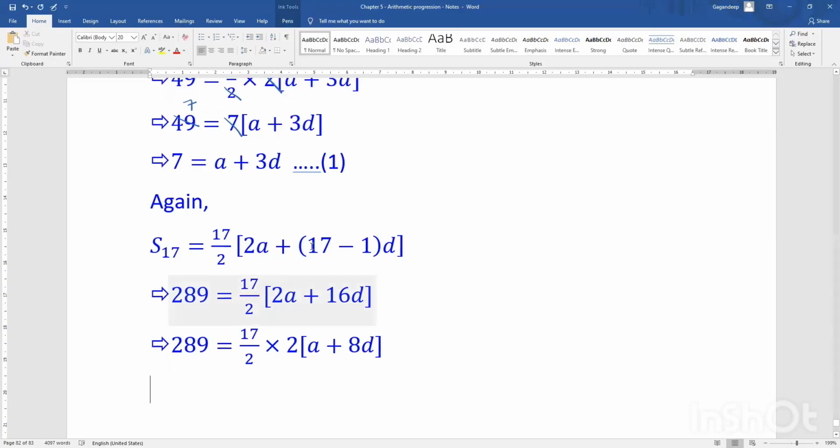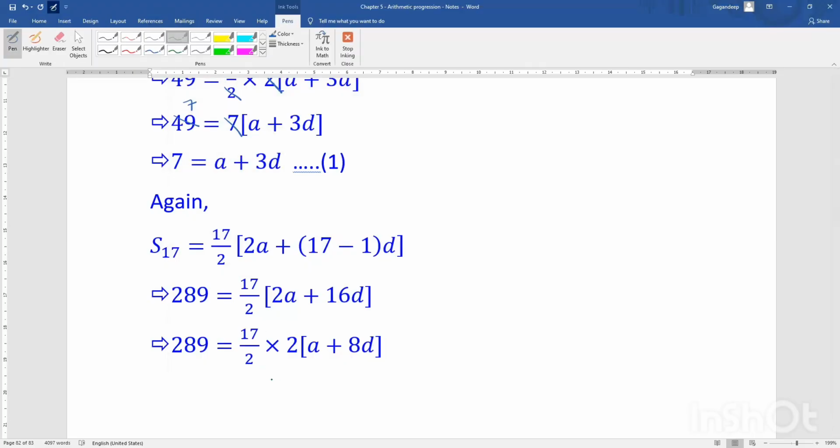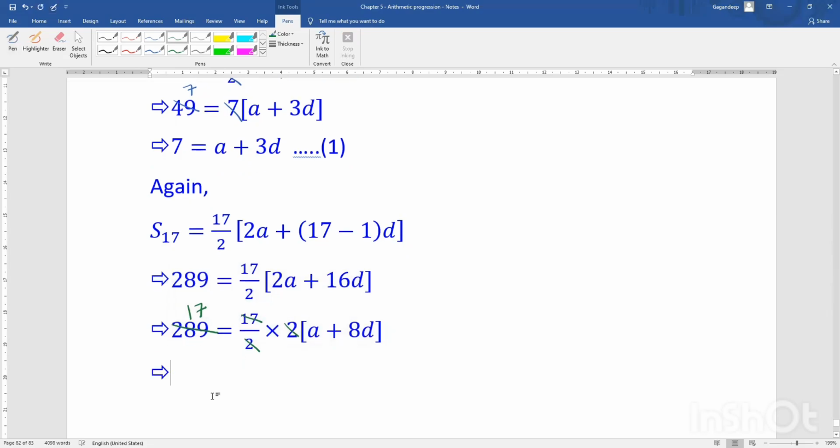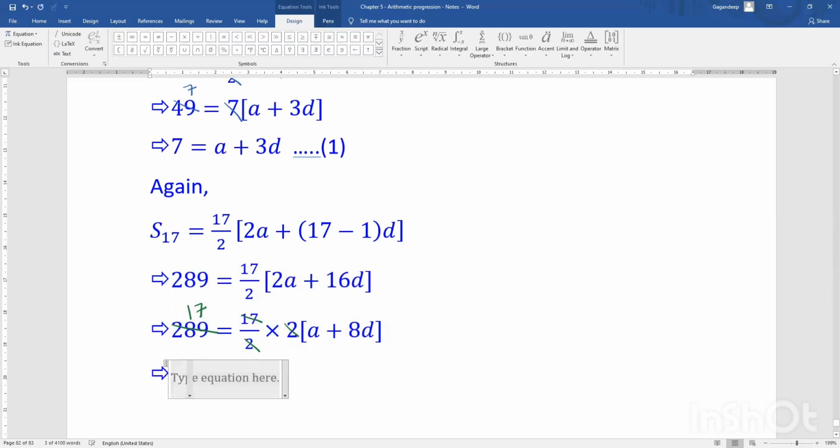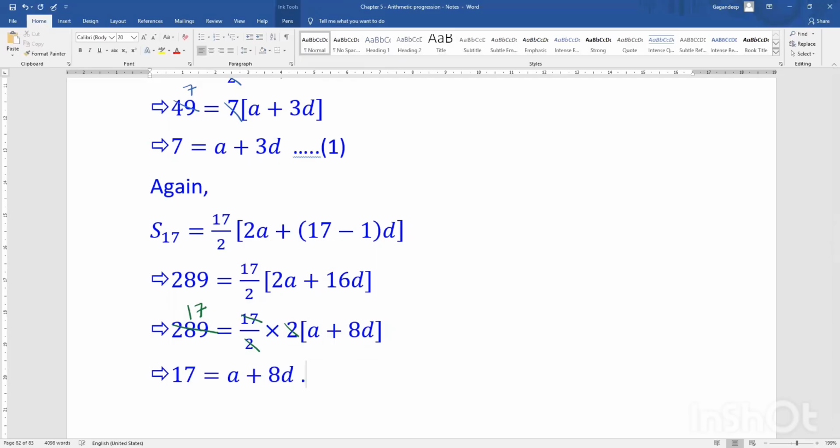Now here what happens? As I told you, 2 and 2 gets cancelled. See here, we can do simultaneous cancellations. Let me show you how we can do. 2 ones are 2, 2 ones are 2. Here also 17, the numerator can cancel. See, 17 ones are 17, 17 17s are 289. Next, what we do is here I write it as 17 equals a plus 8d. So this I can call it as equation 2.